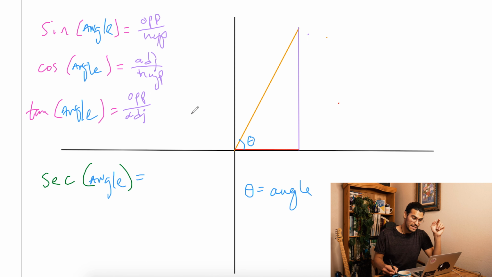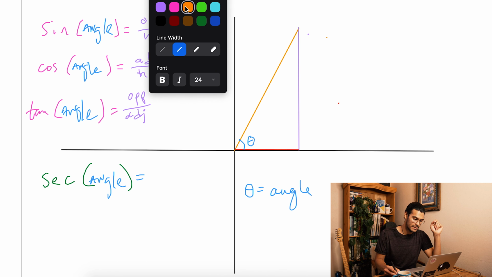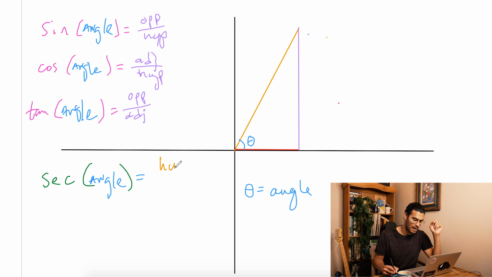What we need to know about secant is that secant is hypotenuse over adjacent. Now, you may be noticing that is the exact flip or reciprocal of cosine. Whereas cosine is adjacent over hypotenuse, secant is hypotenuse over adjacent.